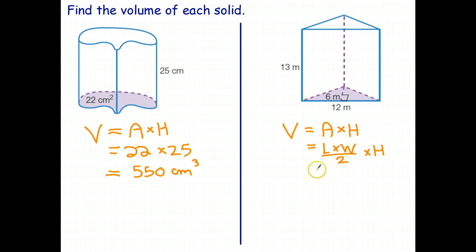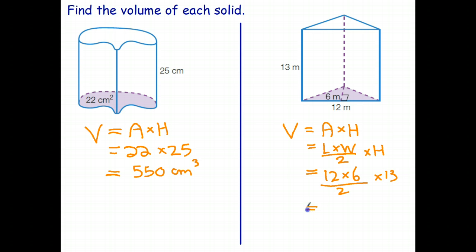Okay, now we can just go ahead and substitute. So the length of the base, or the length of the triangle, is 12. The width of the triangle is 6. Divide 2, and the height of the prism is 13.